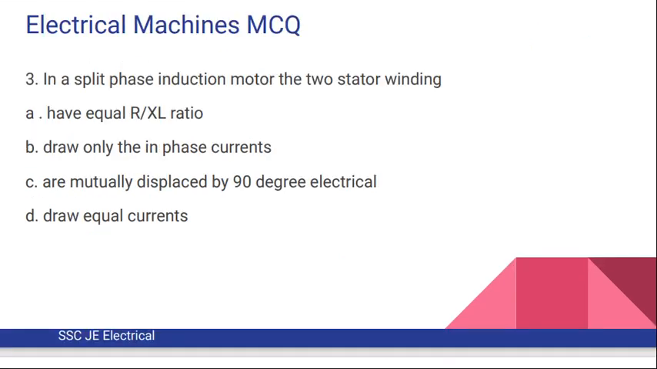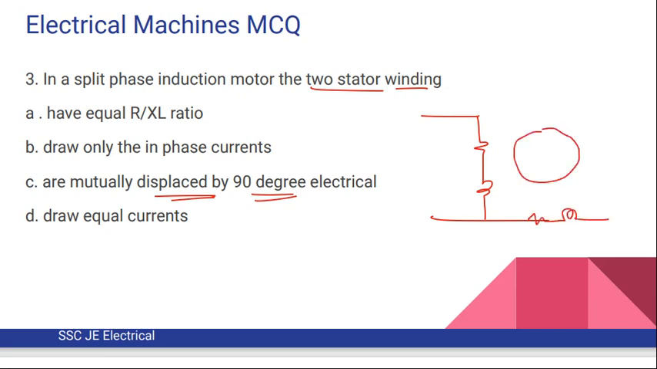Next question, in a split phase induction motor, the two stator windings are mutually displaced by 90 degrees electrical. See here how it appears to be. This is a split phase induction motor. See here, the rotor will be placed. Here a switch will be placed.